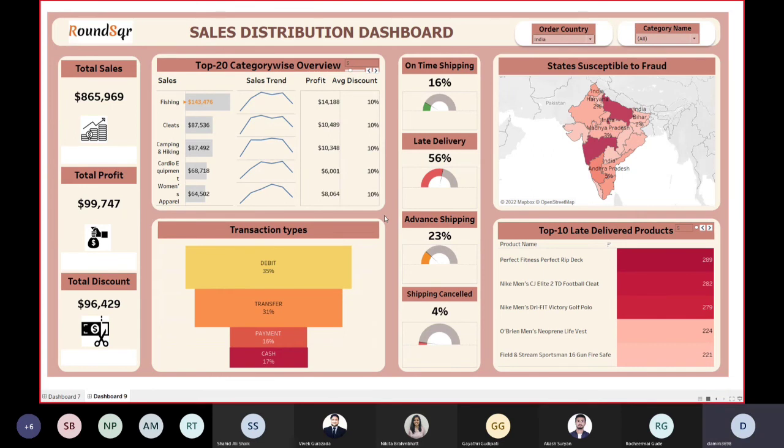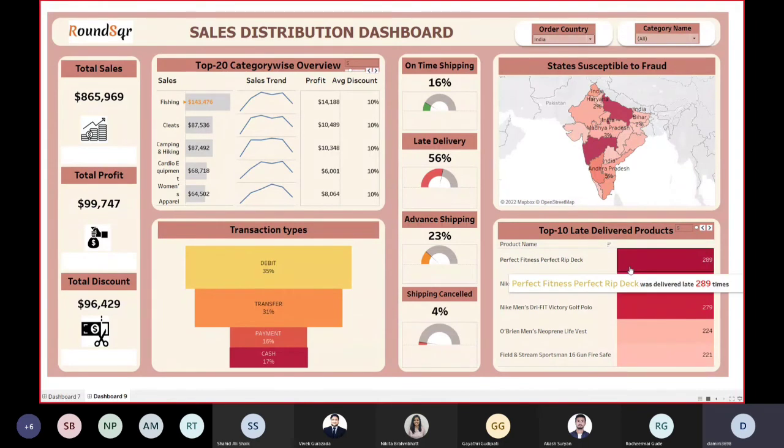So the company wanted to increase its delivery efficiency. So we have a percentage cost chart in here that shows the percentage of the delivery status. Like the on-time shipping was just 16% and the late delivery was 56%. So the company wants to increase its delivery efficiency, and we see that it is very low. So that's why we have put in here the top 10 late delivered products.